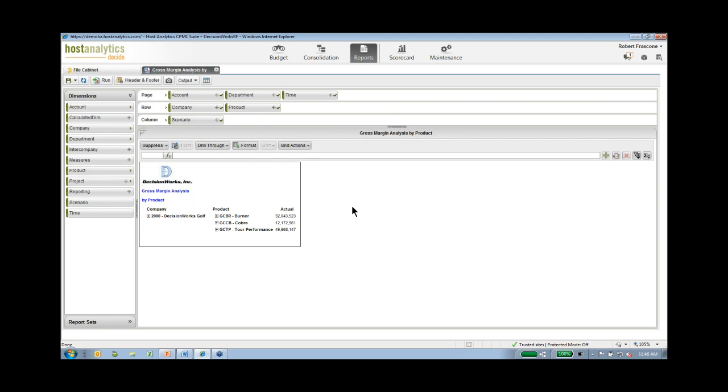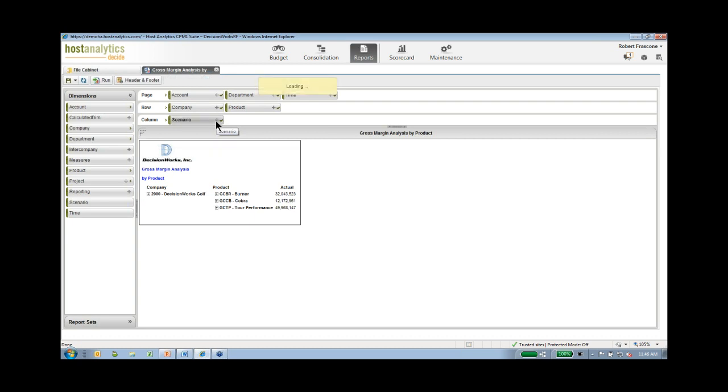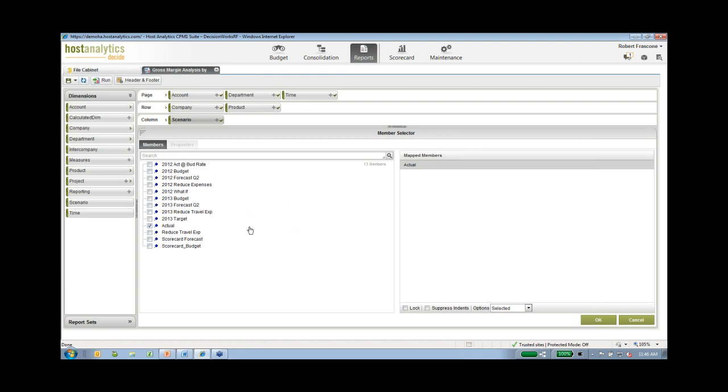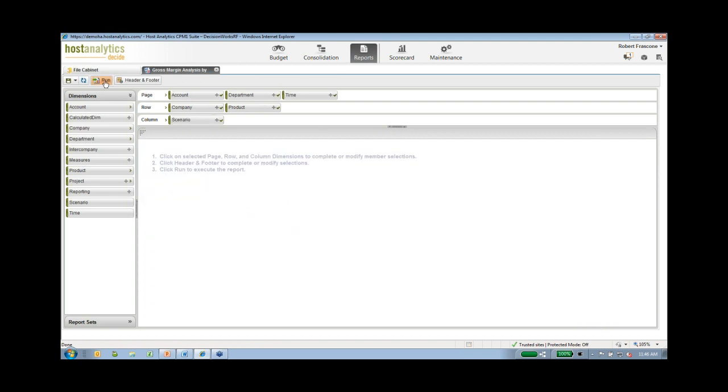So let's do something very simple. I like actuals, but you know what? It'd be great to have actuals and budget too. So let's just make that quick change. I'm going to go into my scenario dimension, double-click. This is my whole list of scenarios that I have access to based on security. I'm going to go in and select my budget. Now I could move this up if I wanted it to be left of actual. We'll just leave it at right. I'm going to click OK, click Run.